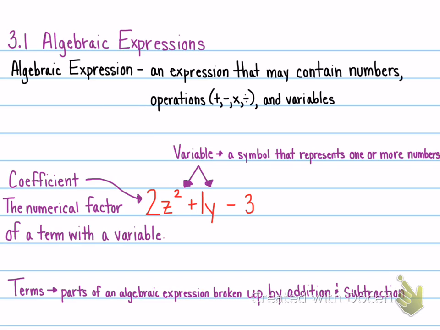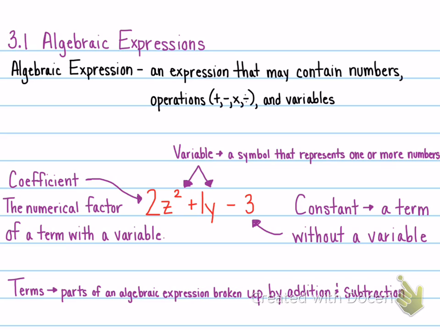So the last thing we want to look at is when there is no variable. What do we call an expression like this negative 3 at the end? That is called a constant. A constant is a term without a variable. So this negative 3 is a constant.